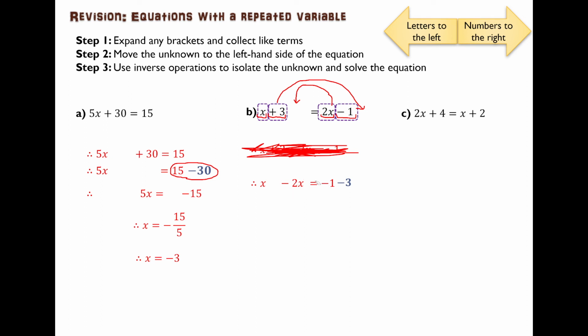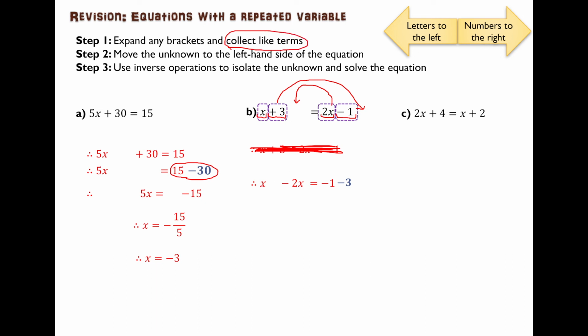So I've got my 4 terms here. Some of them have stayed where they are, the x term and the negative 1 term, but others have moved. And when they moved, they changed from positive to negative, or negative to positive. Okay. Now that I've moved my terms to the correct side, I can start to collect like terms.